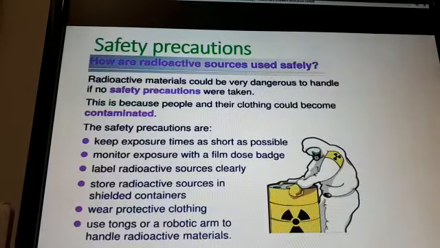Now, what are the safety precautions? Now you understand how dangerous this radioactive emission is, so we should be careful. What safety precautions do we have to take? Keep exposure time as short as possible, monitor exposure with a film dose badge, and label radioactive sources clearly. Store radioactive sources in shielded containers, and wear protective clothing. Use tongs or a robotic arm to handle radioactive materials. These are the safety precautions we have to take.